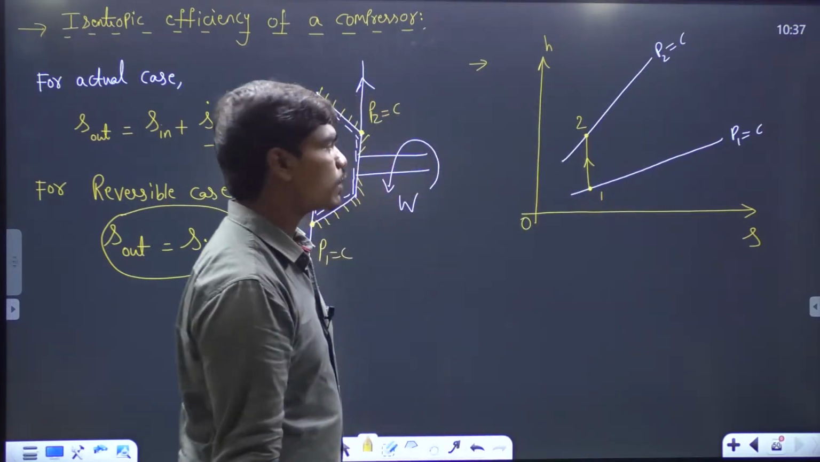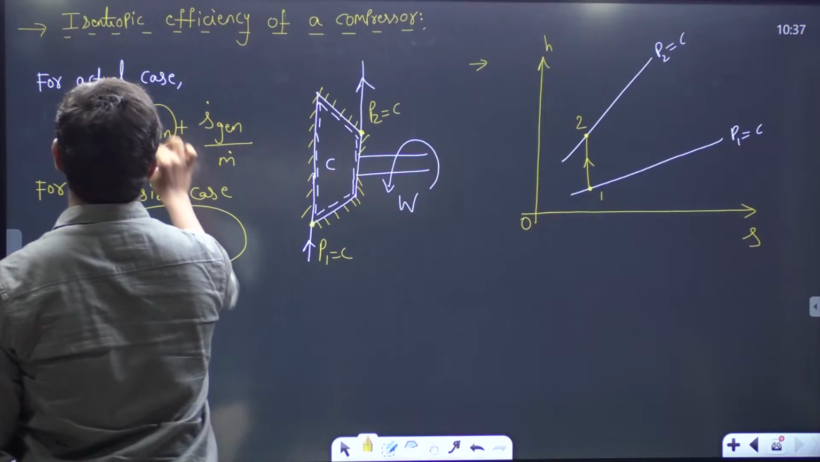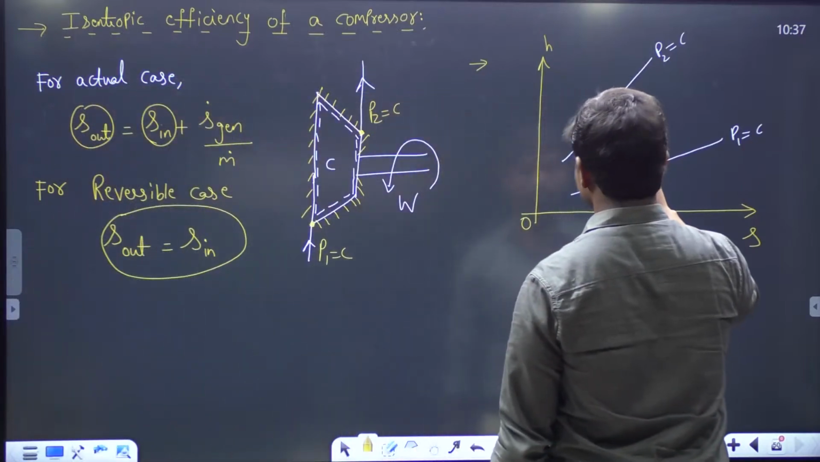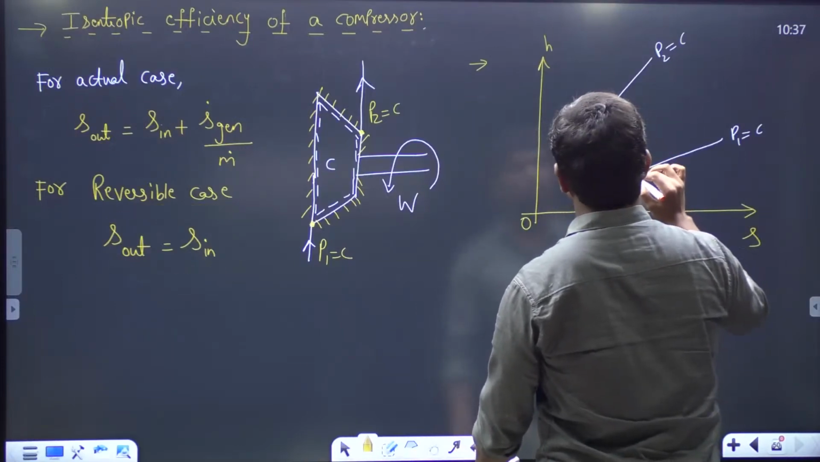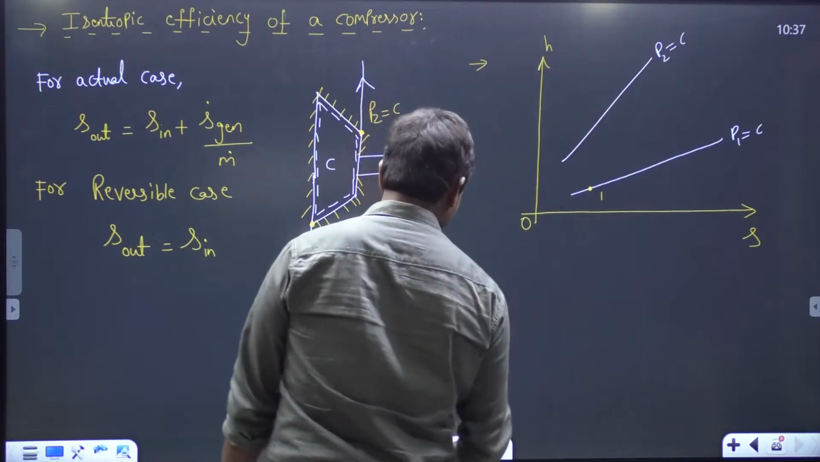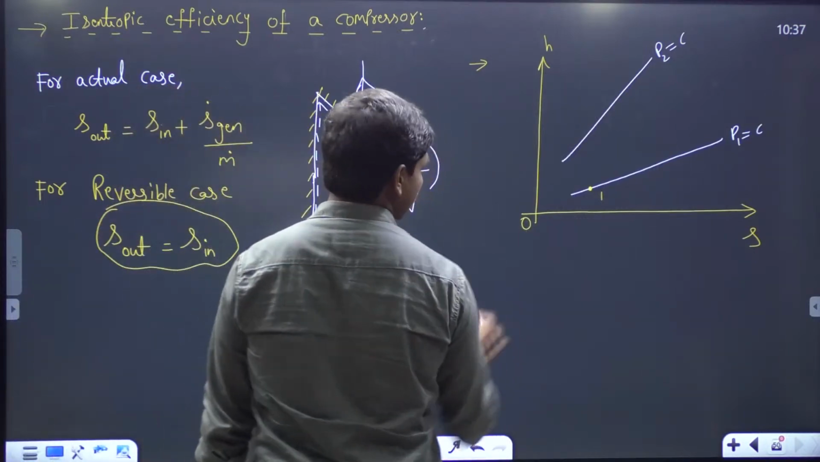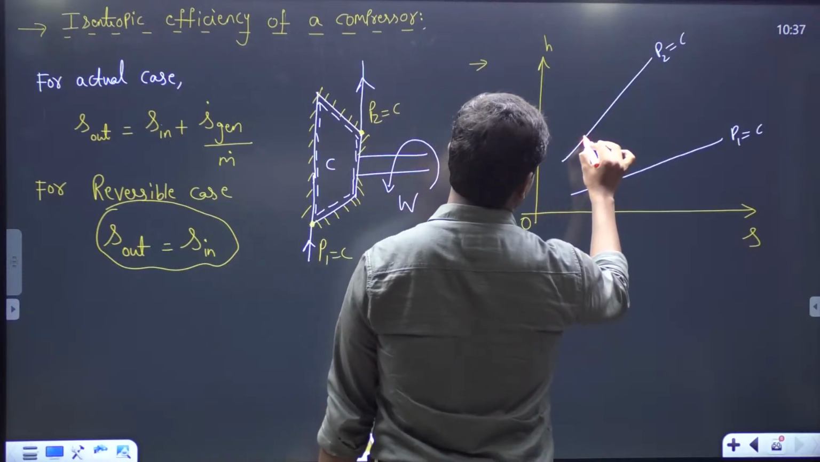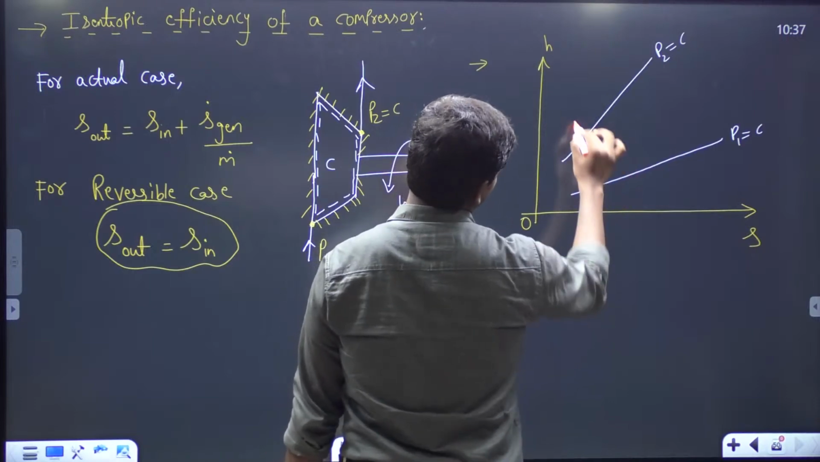But in actual practice, what's happening? Your entropy out is greater than S in because of this positive term. So if you see in actual practice, what happens? Did this line get tilted towards right? So please see, when S out is equal to S in, let me draw the lines tightly so you won't have any misunderstandings in the concepts. Okay, so 1 to 2.